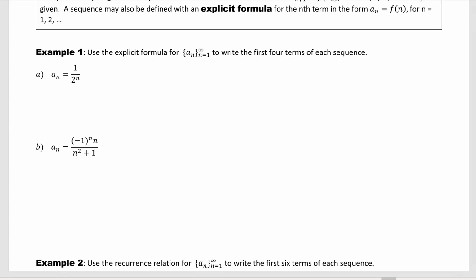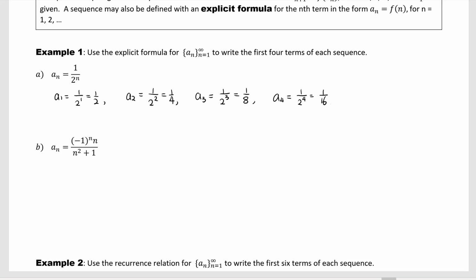Okay, so let's see. We plug in 1. We get 1 over 2 to the 1 is 1 over 2, right? When we plug in 2, 1 over 2 squared is 1 over 4. And a sub 3 is 1 over 2 to the 3 is 1 over 8. a sub 4 is 1 over 2 to the 4 is 1 over 16. Okay, so given the explicit formula, to write the terms of the sequence is very easy. You just plug in the x values in the function f, right?